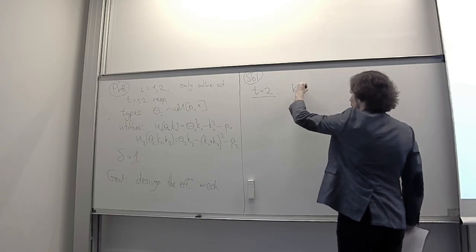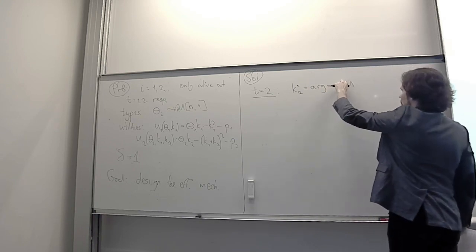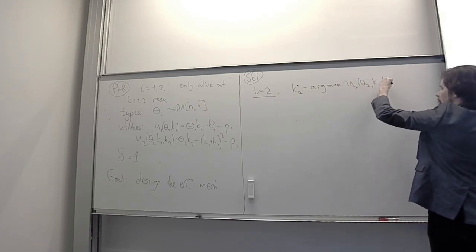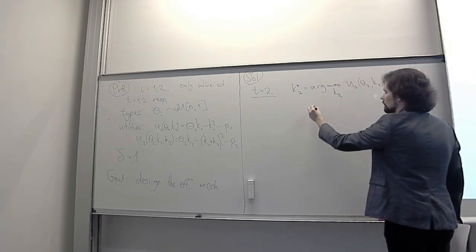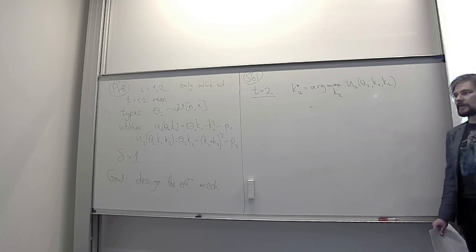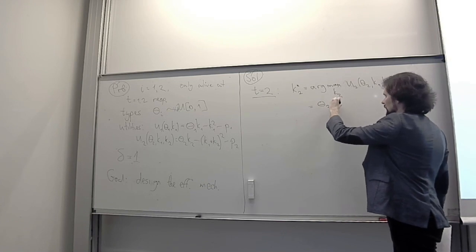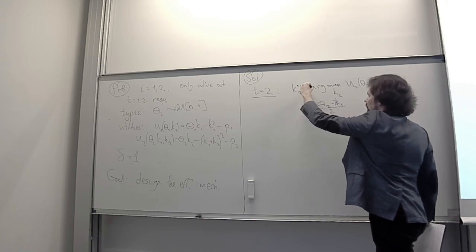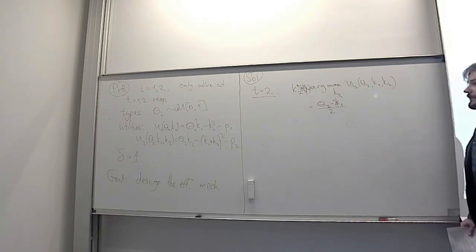So K2 star will just be the maximizer of small u, U2, of theta 2, k1, k2 over k2. And if you just take first order conditions, you will see that it's equal to theta 2 minus 2 k1 over 2. I guess this allocation depends on theta 2 and k1. It's better to write things explicitly rather than imply them, so I fix that.